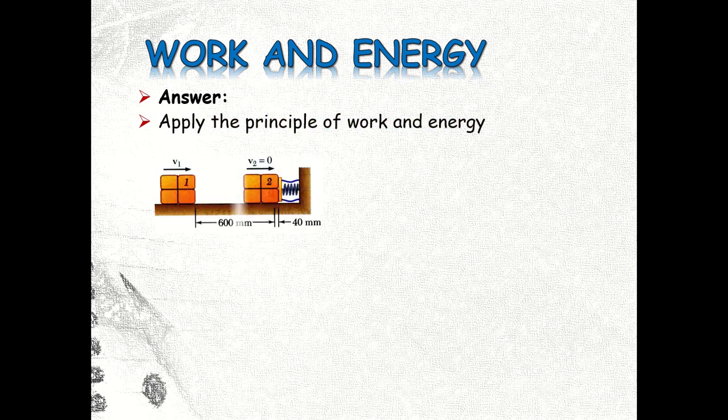Okay, so applying the principle of work and energy, we have initially v1. So this is given in the problem. So this is the initial position 1 to 2. So initially the package is here, position 1, and then after it moves to the right, this is now the second position. So initially we have v1, the velocity of the package. Then when it reaches this destination, it will be stopped by the spring. So the velocity here is equal to 0.